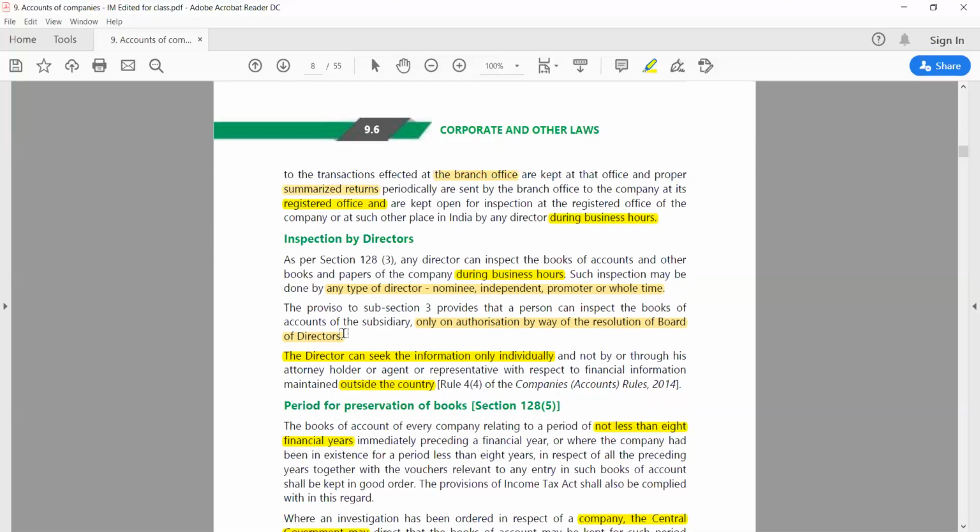Very important, one more point. The director can seek the information only individually and not through his power of attorney, agent and all. See the point, what we are making strong is not through his power of attorney, agent or representative. That is why I did not underline it and keep it. The director can seek the information only individually and not through his agent or power of attorney or representative where the financial information is maintained outside the country. So we need to be very strong about it, that if it is outside the country, individual basis only it has to be done.